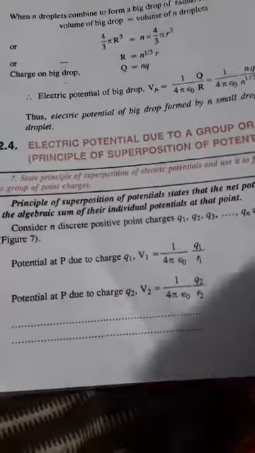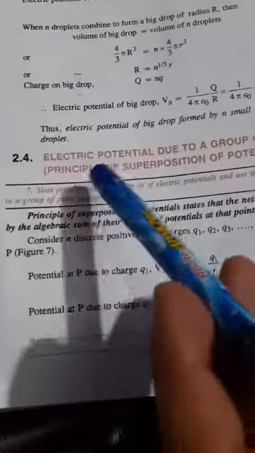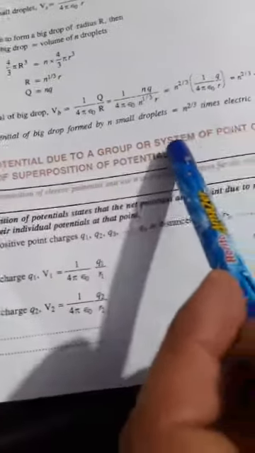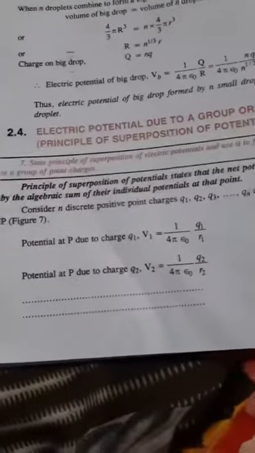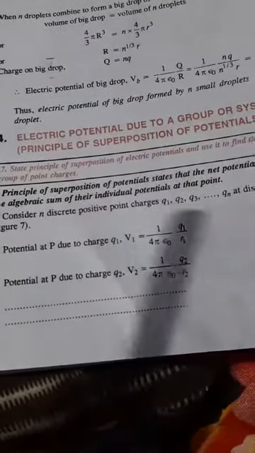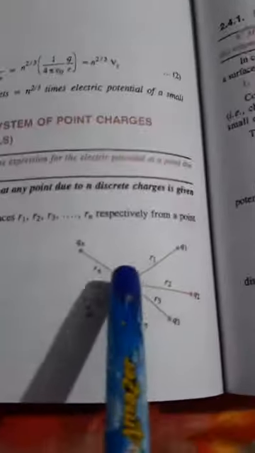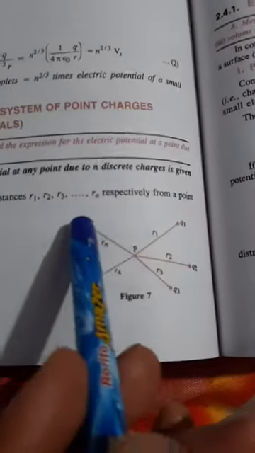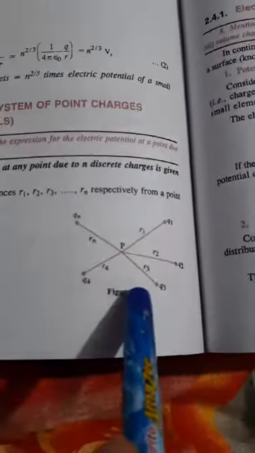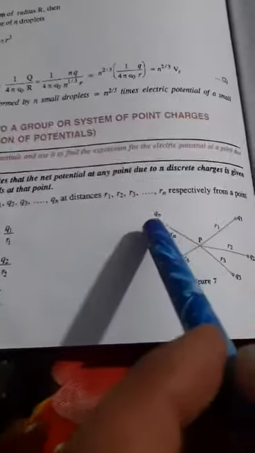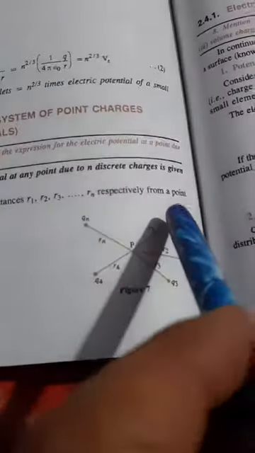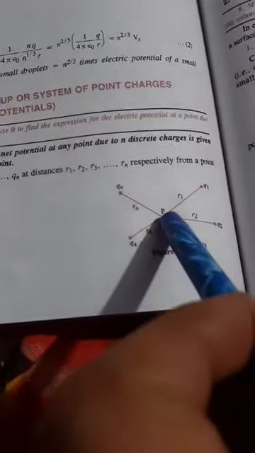Good evening, students. Today we will do the next topic, that is electric potential due to a group or system of point charges. This article is similar to what we did in the Coulomb force and electric field. Here we apply the principle of superposition of potential. See point P. Here the total potential due to all these charges Q1, Q2, Q3 and Qn is equal to the sum of the potential of the individual charges at point P.